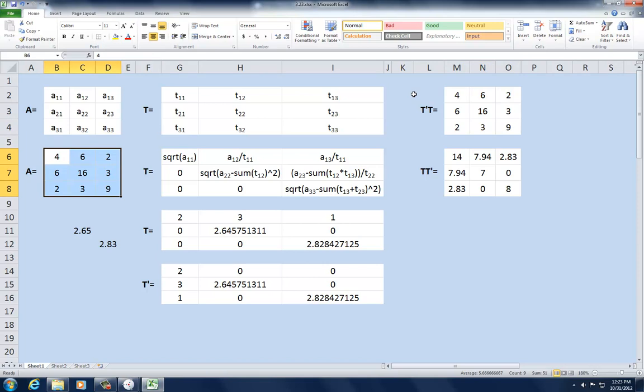And that is how you do the triangular square root matrix. Once again, it's using the Cholesky method.